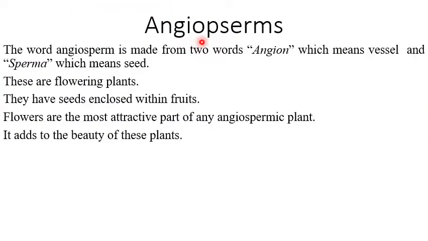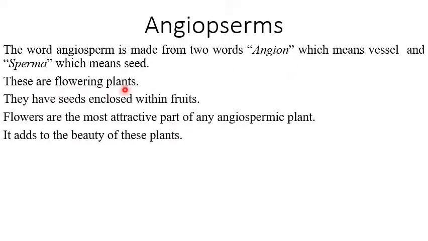Now we'll go to the next part, that is angiosperms. The word angiosperm is made from two words. First word is angion, which means vessel. Now vessel is taken in different context with respect to angiosperm. Vessel here is considered as a cover, and the word sperma is seed. So in simple words we can say that angiosperms are plants with the covered seeds.